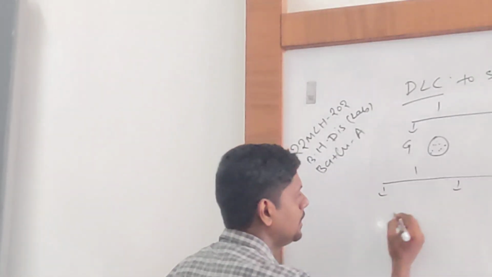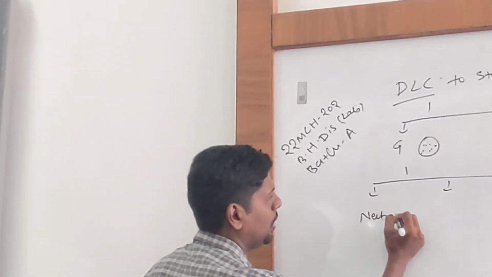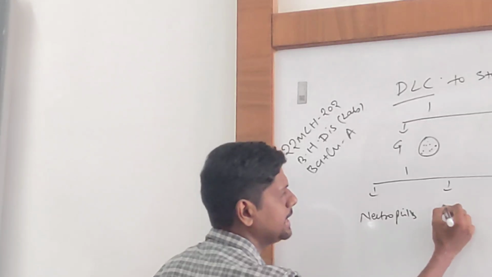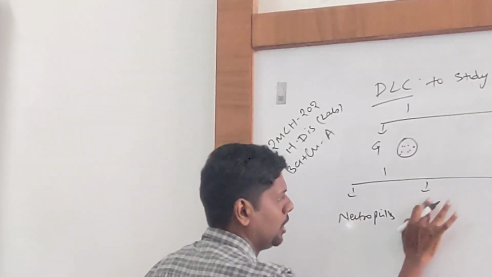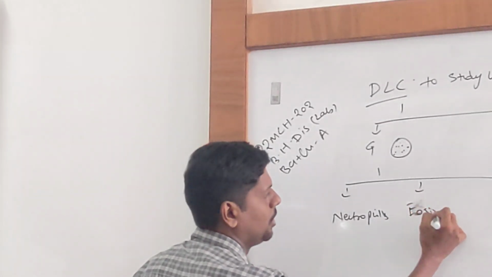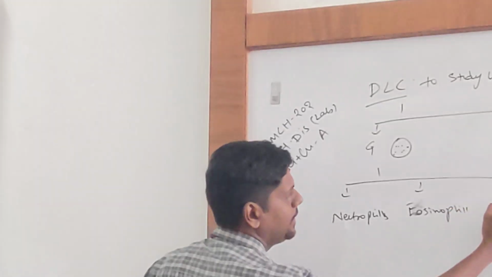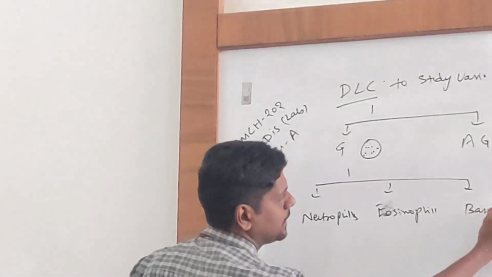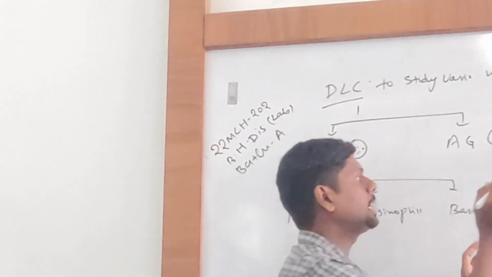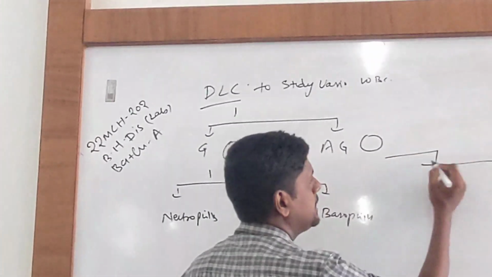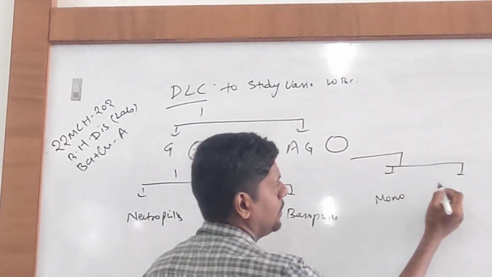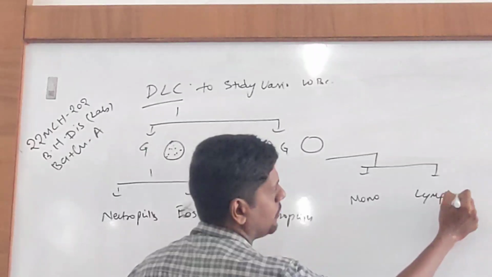What are those? Neutrophils, eosinophils, and basophils. Then among agranulocytes we have lymphocytes and monocytes. Very good.